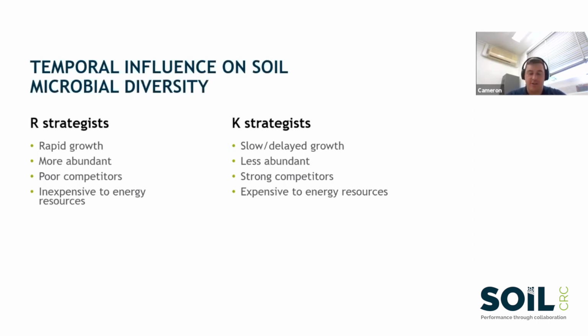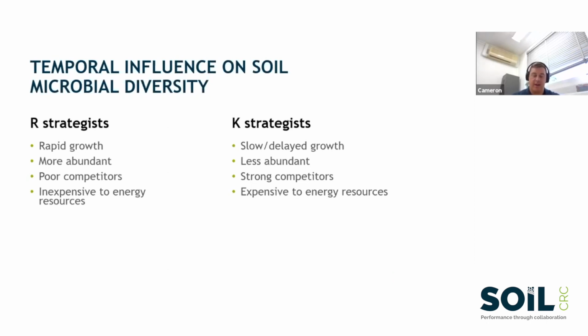So our R strategists are the ones that grow very quickly, very early on. They need lots of nutrients, but they're not very good at fighting for those nutrients. They tend to be in large numbers, and they don't require a lot of energy to reproduce or to do their function, because they will just overpopulate themselves. So their expenditure is low.